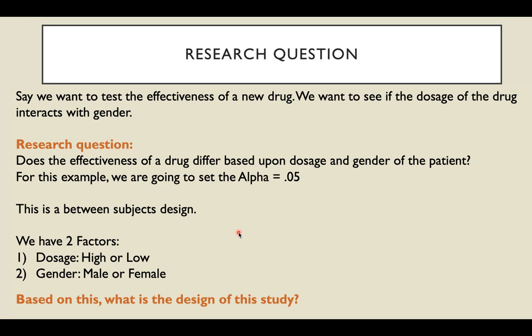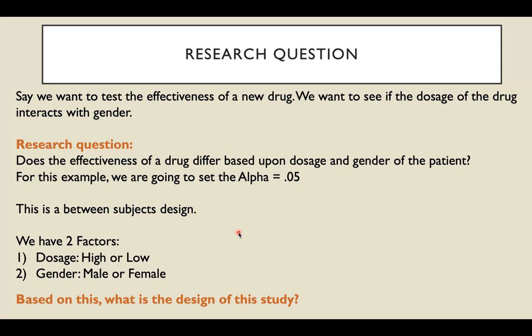Let's say that we want to test the effectiveness of a new drug. And we think that dosage of the drug and gender are both important factors in determining how effective this drug will be. And we think that maybe, in fact, gender and dosage will even interact. So, does the effectiveness of a drug differ based upon its dosage and the gender of the patient?